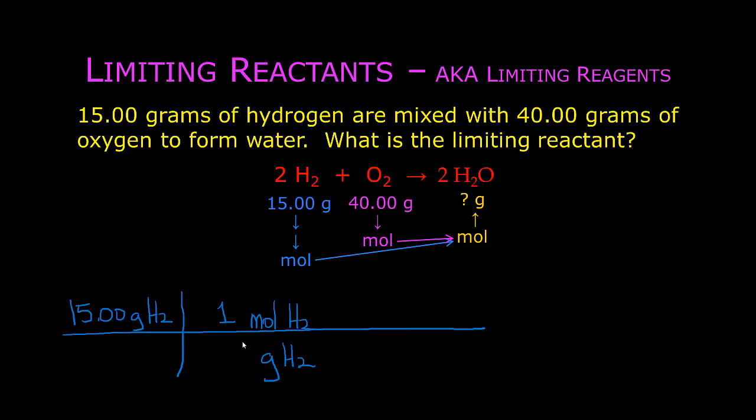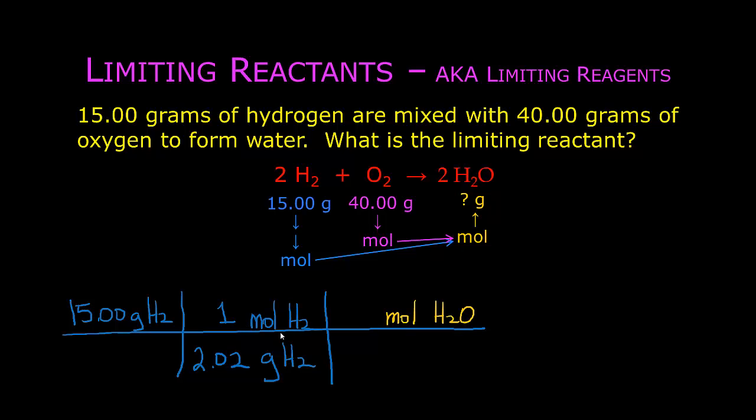Now this number right here, grams of hydrogen per mole, is the molar mass. The molar mass of hydrogen is 2 times the atomic mass of hydrogen, which is 2.02 grams per mole. Now, I'm not looking for moles of hydrogen, I'm looking for grams of water, so I need to keep going. Once I've gone to moles of hydrogen, I'm going to go to moles of water. So I'm going to write moles of water.